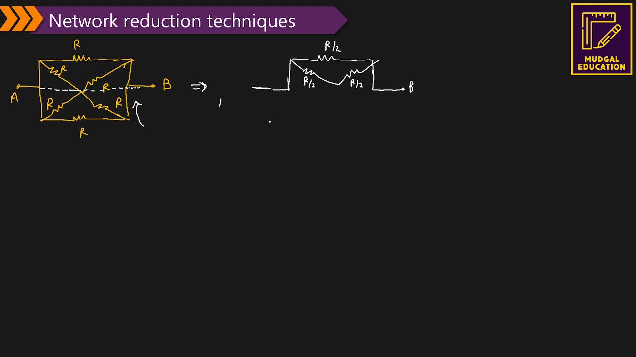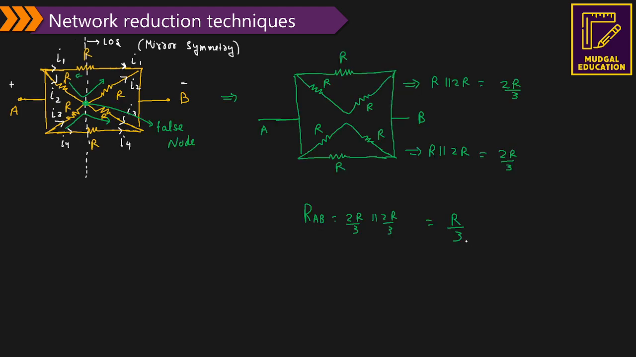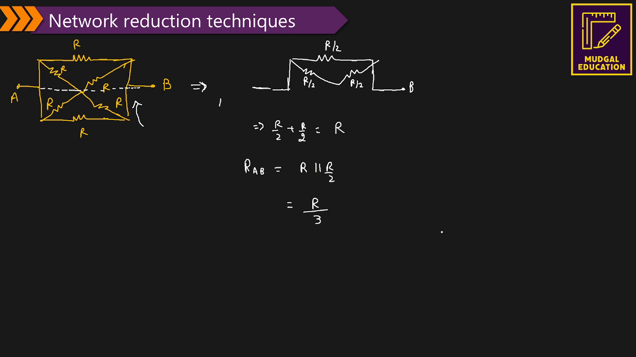Now here you can see R by 2 plus R by 2, because the below two resistors are in series, so it becomes R. Now finally, what is the resistance AB? It is actually R parallel to R by 2, so it comes out to be R divided by 3. And the same answer we got earlier. So this question is also solved using folding symmetry.